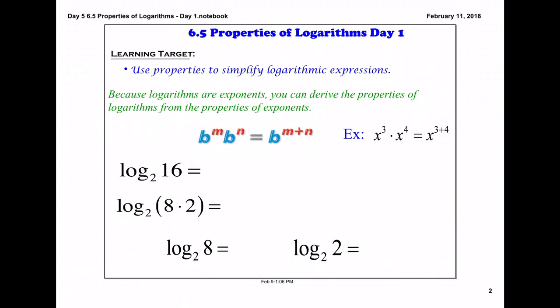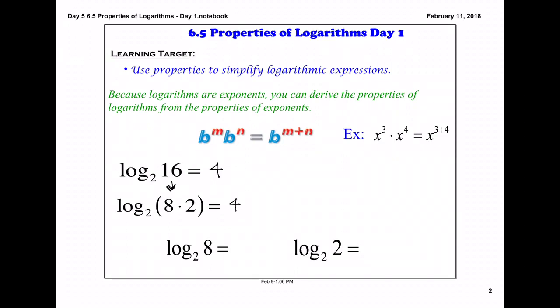In the past, we have looked at b to the m power times b to the n power, and we can combine those and say it's equal to b to the m plus n. You can see the example to the right, x to the third power times x to the fourth power is equivalent to x to the 3 plus 4. So if we're looking at log with a base 2 of 16, we ask ourselves, 2 to what power is 16? We know that that's 4. We can also rewrite 16 as 8 times 2. So log with a base 2 of 8 times 2 is also 4.